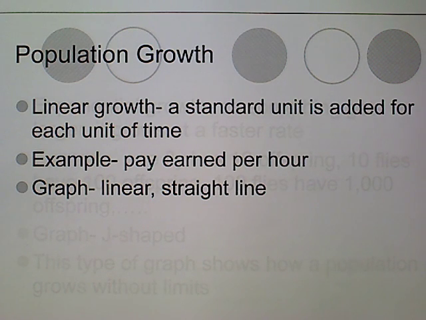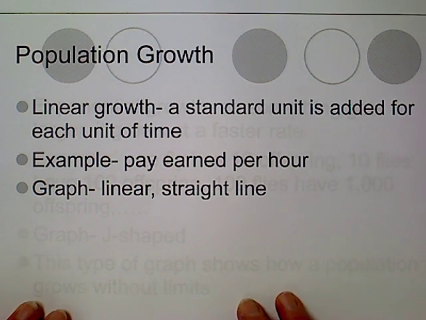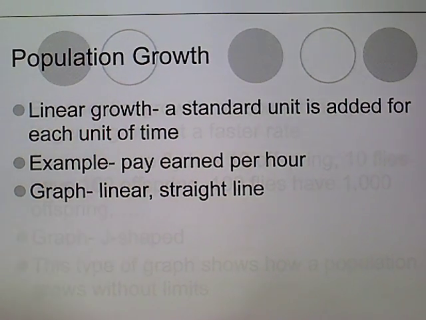Linear growth is when I have a standard unit added each time. A really good example is if I make $10 an hour. Every hour, I'm going to add 10 to that. And the graph that is created by that is a straight line. Another example is if I put $50 into my savings account every single week on Wednesday, it's going to be increased by 50 at that time. So it's a certain unit at a certain time that's added.